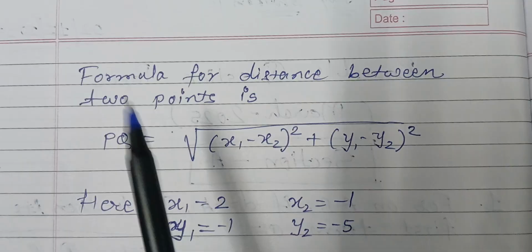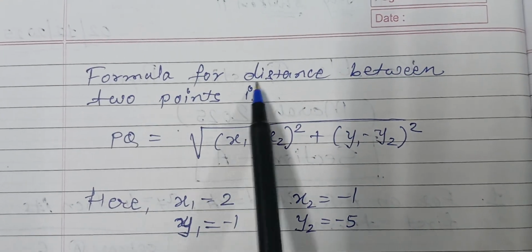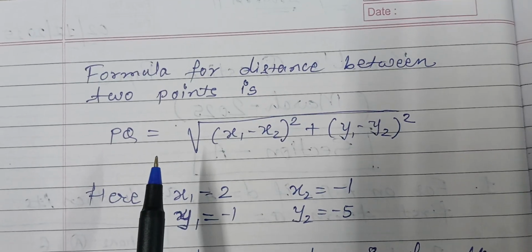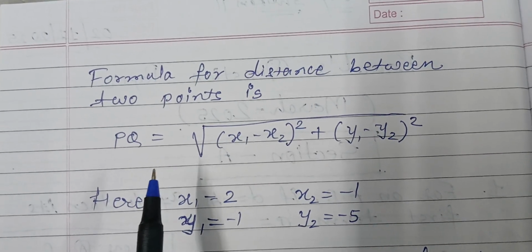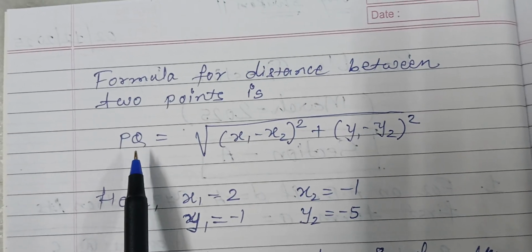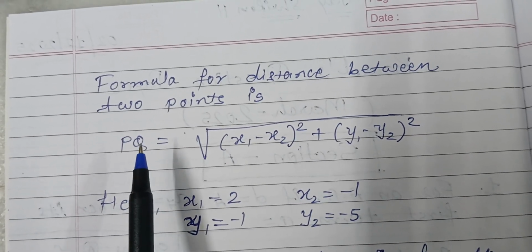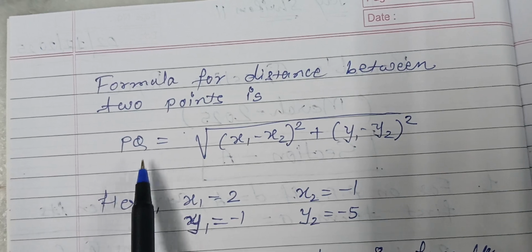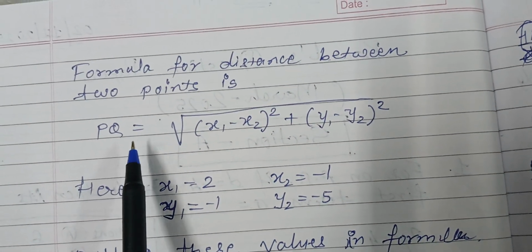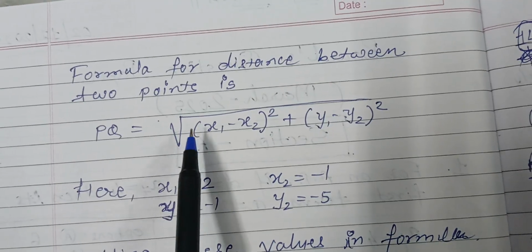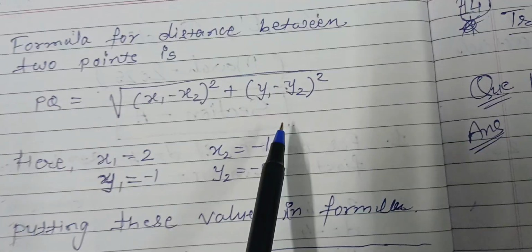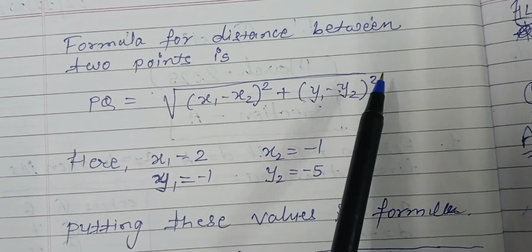Now we know the formula for the distance between 2 points. This is given in our 10th standard chapters. I am just using PQ as a name to identify it. You can write the distance between the 2 points here itself. So the formula is: distance between 2 points equals the square root of (x1 minus x2) whole square plus (y1 minus y2) whole square.